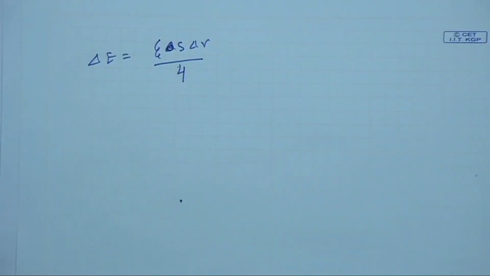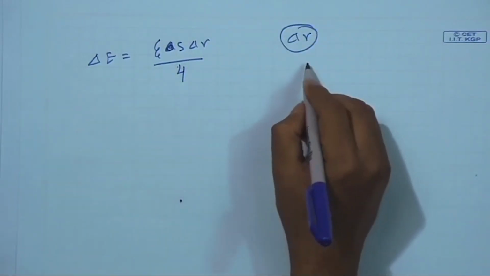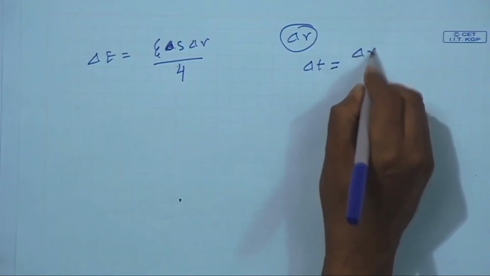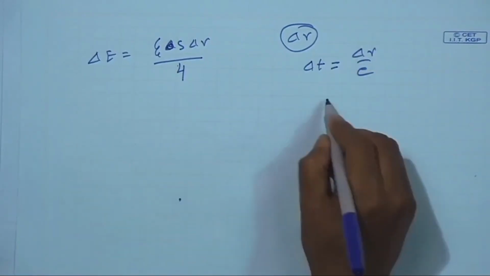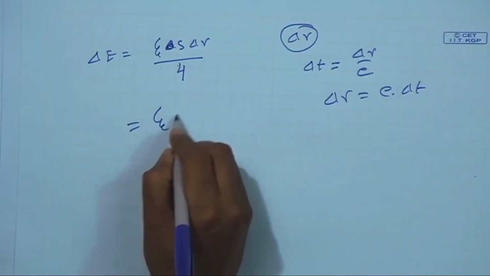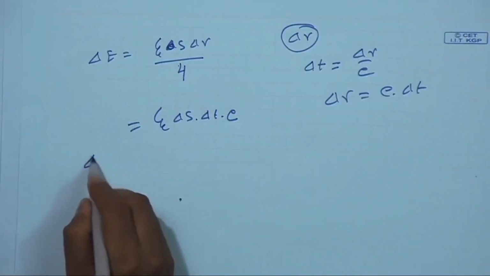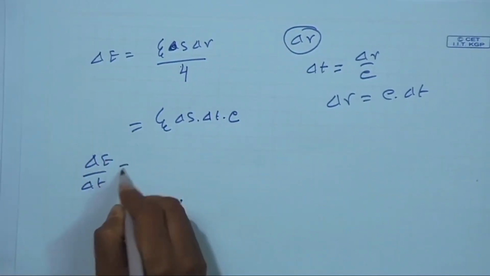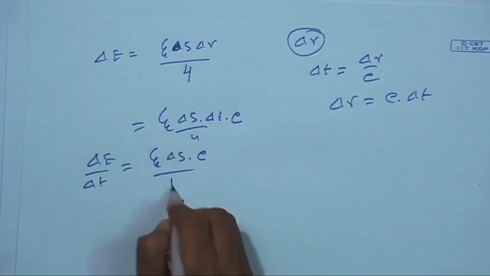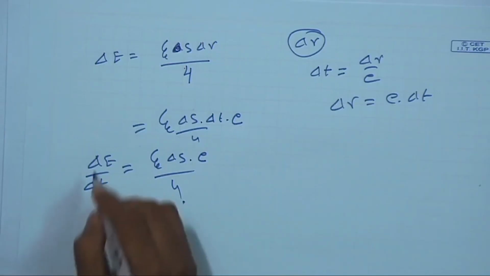Okay. Now, what is del r? Del r is the distance. So, I can know that del t is the time taken to cross del r, which is nothing but del r by c, the velocity of sound. So, I can say del r is nothing but c into del t. So, I can say it is nothing but sigma del S into del t into c, or I can say del E by del t is nothing but sigma del S into c divided by 4, sigma c del S divided by 4.